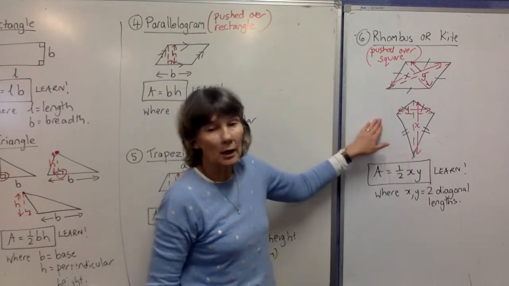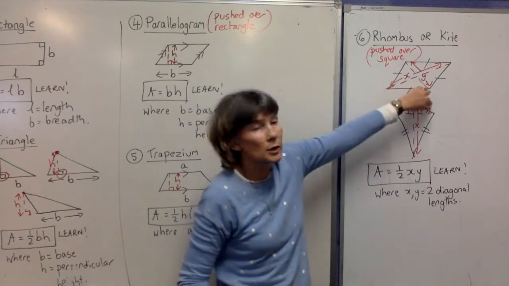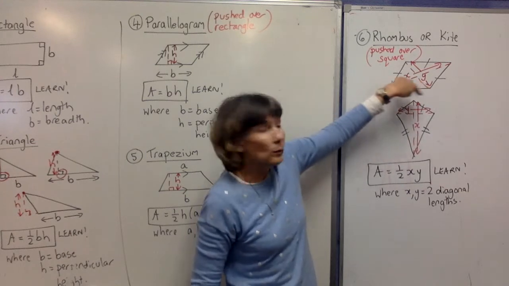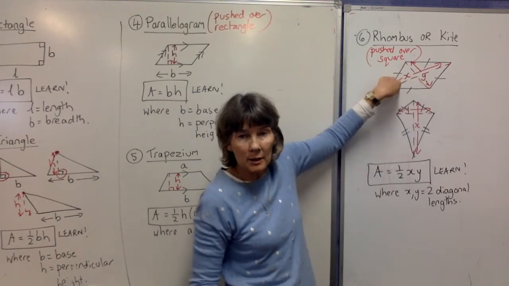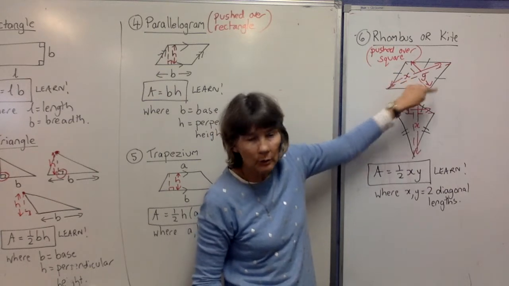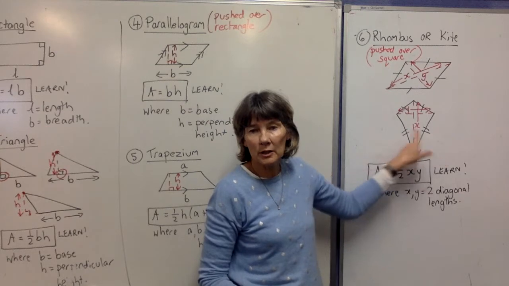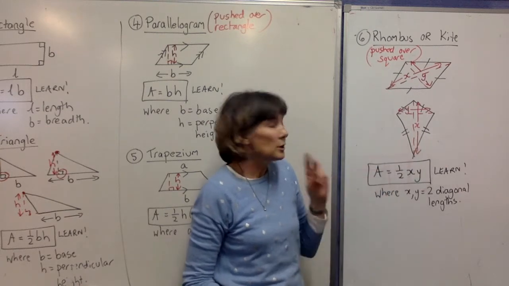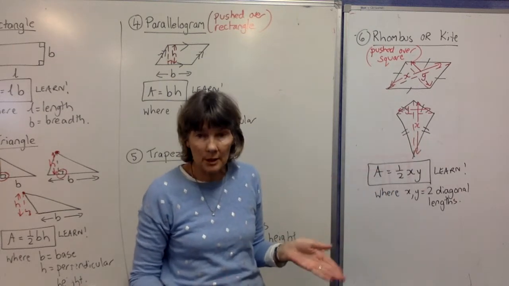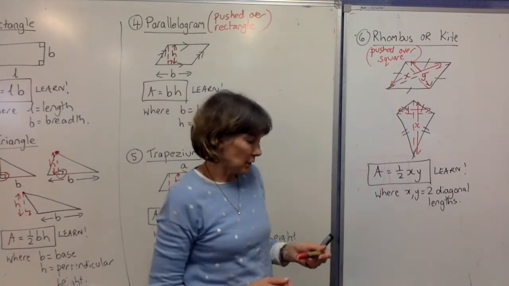And a kite looks like a kite flying in the sky. So it's got 2 equal sides next to each other. We call that one pair of adjacent sides that are equal. Adjacent means next to. And it's got another pair of adjacent sides equal. So it's got 2 pairs of adjacent sides that are equal. But it looks like a kite that flies in the sky.